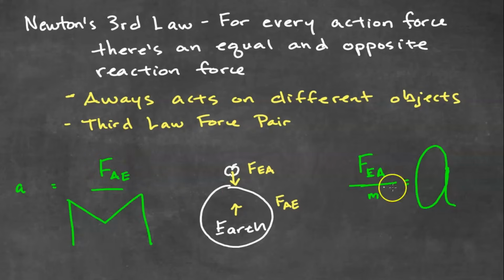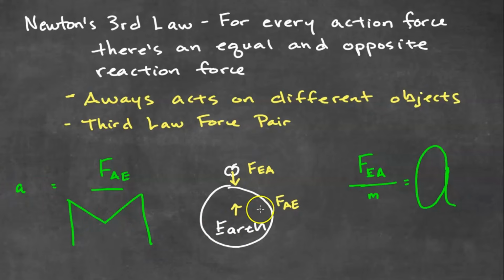Now, the force acting on the earth, F_AE, the force of the apple pulling on the earth, is the same force as the force of the earth pulling on the apple. However, the earth is way bigger, so I wrote down this really big M. And if you take a number divided by a really, really big number, you get a really, really small number. So the acceleration of the earth is very, very tiny.